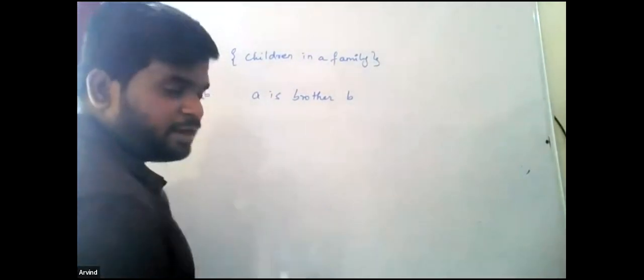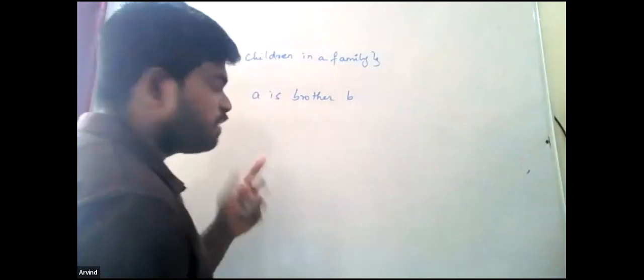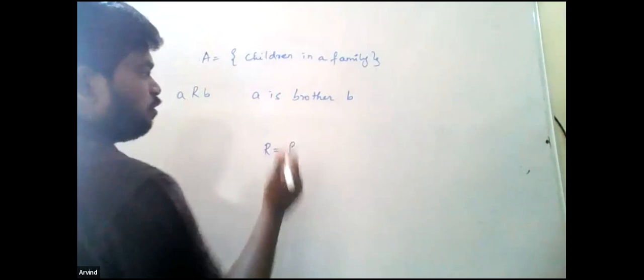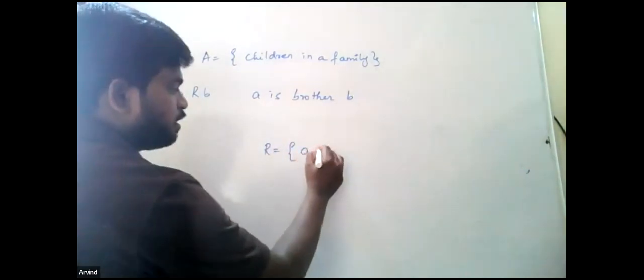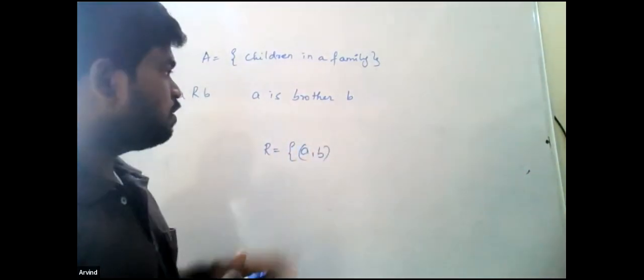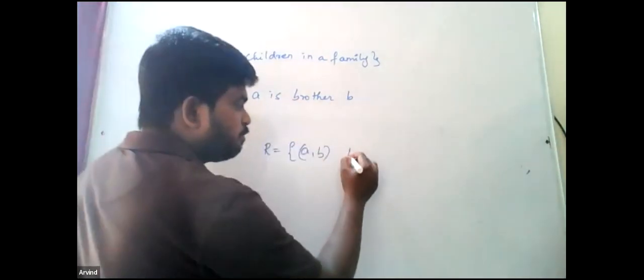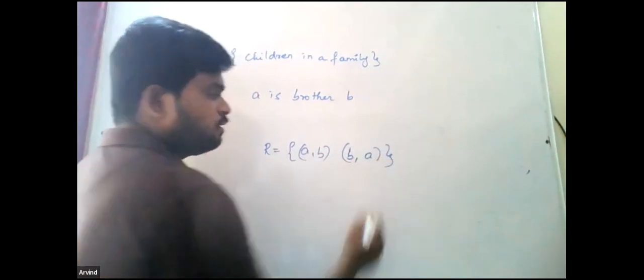Now I have to check whether it is symmetric and transitive. Based on that, the options are there. Simple. Now A is brother of B, A is related to B. If (a, b) is in R, what does that mean? A is brother of B. If (a, b) is in R, does it imply (b, a) is in R?